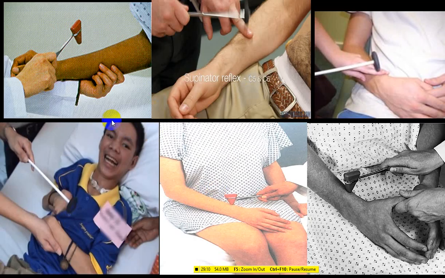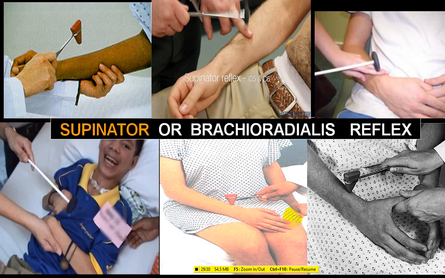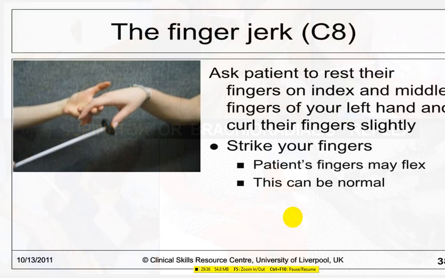This is the brachioradialis. You put your finger over the brachioradialis just above the styloid process and give a tap. This is supine, and these are sitting postures. Whichever you feel comfortable with, but I will still say it is better in a supine posture because the person will be well relaxed. This is finger flexion.